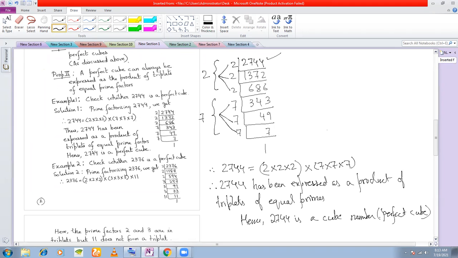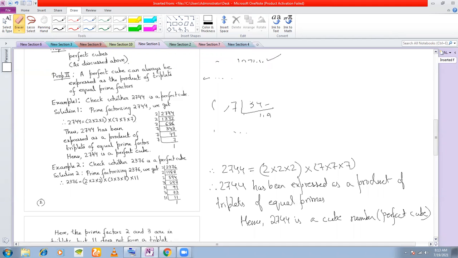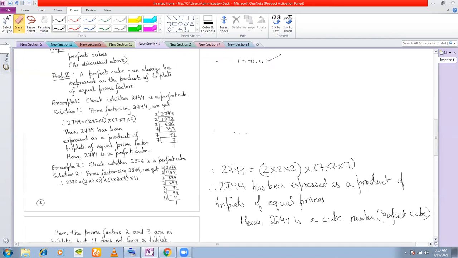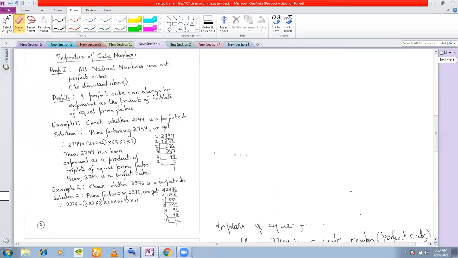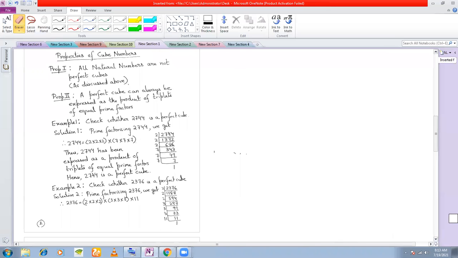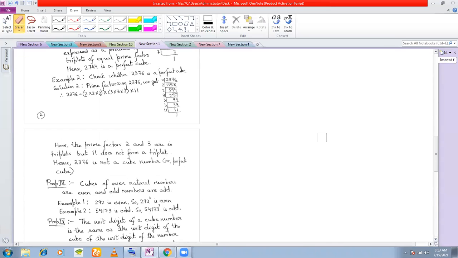Clear with this example? This is very similar to your squares. But don't confuse between squares and cubes, because for squares we take pairs of equal primes. Here we are not taking pairs, we are taking triplets of equal primes. Let us look at another example. Say you want to check whether 2376 is a perfect cube or not.